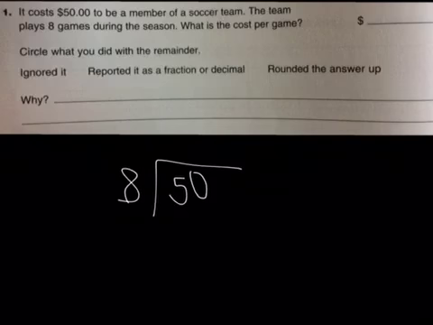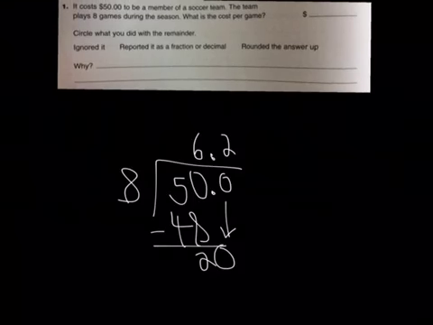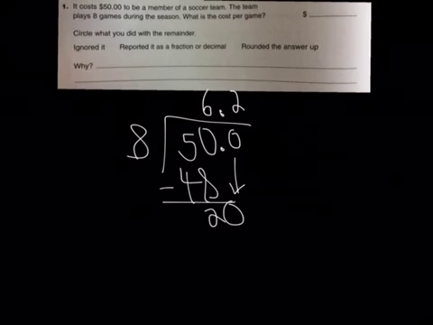50 divided by 8. Okay. How many 8s are in 50? Well, 8 times 6 equals 48, right? I have the 2, put the decimal there, bring down the 0. I have 20. How many 8s are in 20? 2. Which gives me, all right, let me make more room here. Okay, which gives me 16.